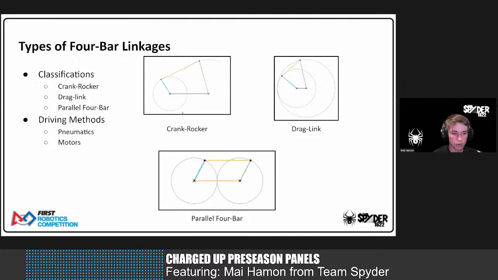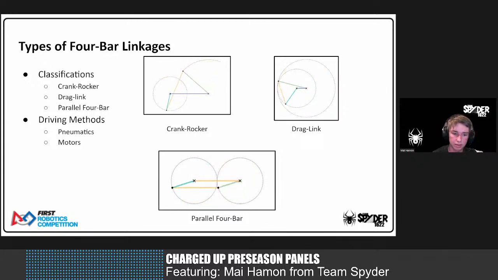So now let's go over some of the classifications of the 4-bar linkages. The 3 classifications that I want to talk about are, first of all, the crank rocker, which takes a continuously oscillating, rotating small link and converts it into a much larger output link, which oscillates around a much larger arc. The second is the drag link, which has 4 links of approximately the same size, which has a different behavior because it allows all of its links to move freely.